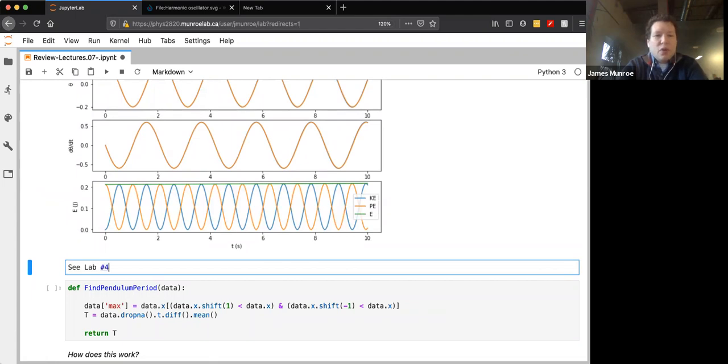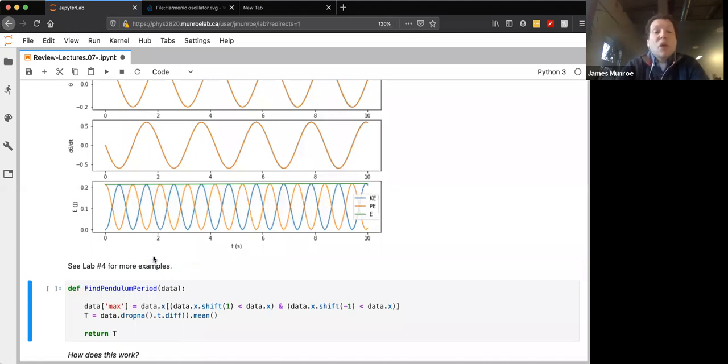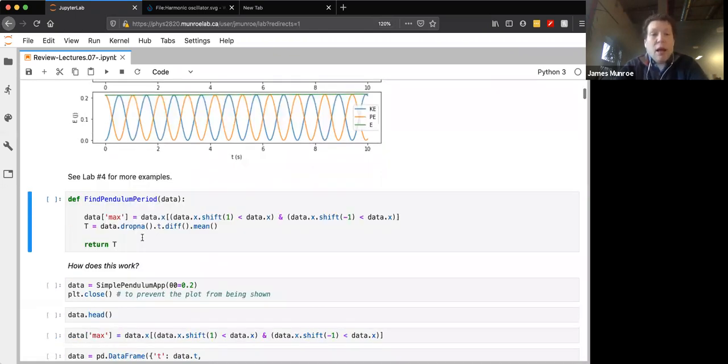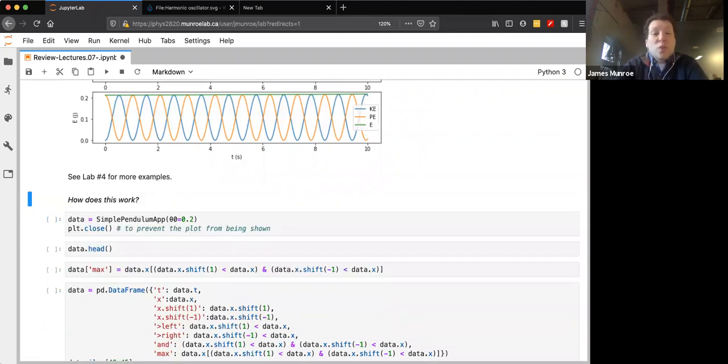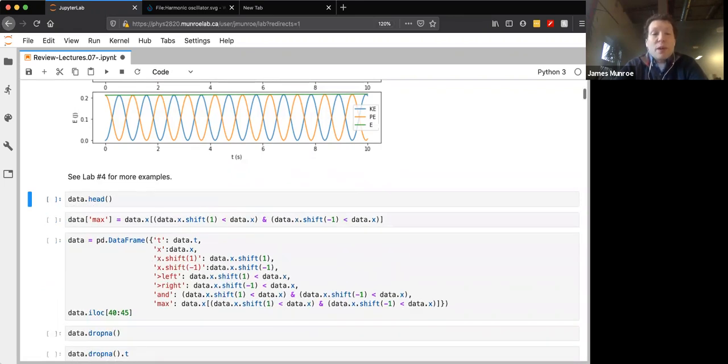See lab number 4 for more examples. In lab number 4, we actually found the period of some oscillating systems when the amplitude of forcing was not small, and we were able to measure some of these things. I'd encourage you to look at the solutions to that lab. None of the code on how we actually did it is something that I need you to memorize or learn. You can just assume that there are ways of estimating what the period is.